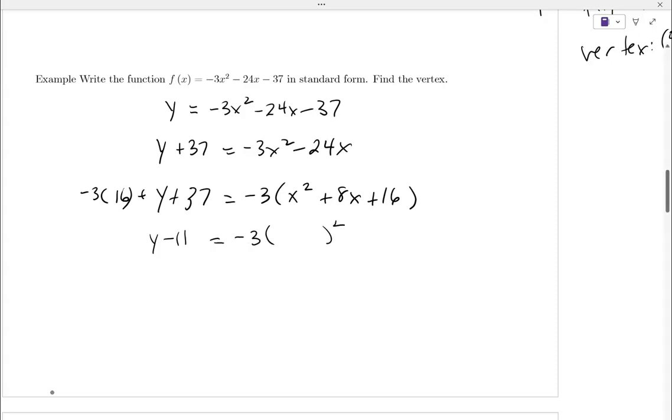How does that factor again? Again, we know it factors as a perfect square. How does it factor? Good, x plus 4, right? It's always x, same sign on the x coefficient, half the x coefficient. So this is plus 8, it's x plus 4. Then finally, we'll add that 11 back. So we get negative 3 times x plus 4 squared plus 11.